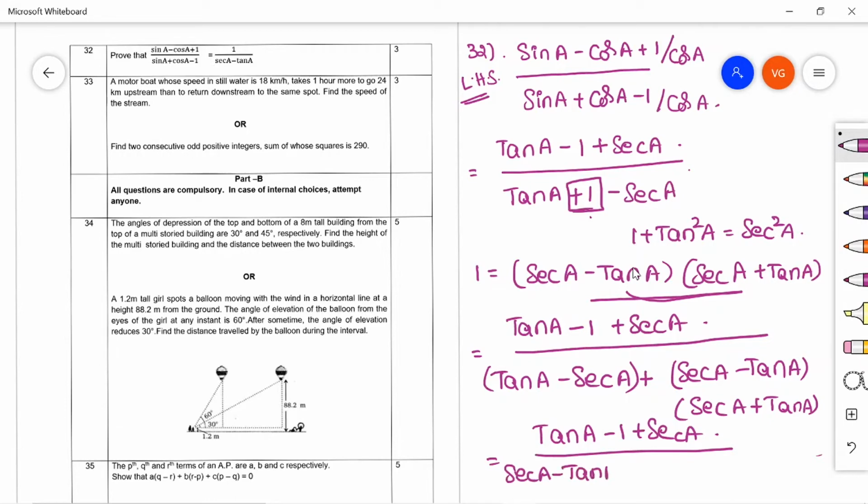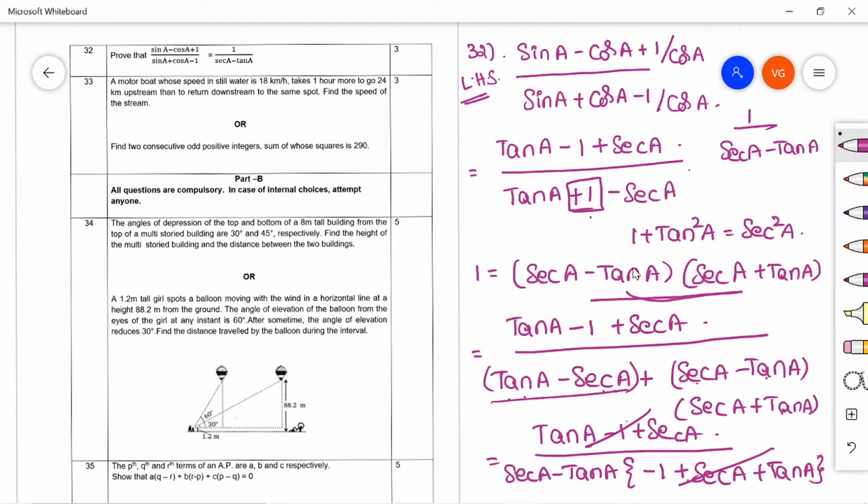If you take that part 1, it has secant A minus tan A minus secant A. So this gives me minus 1 plus. So secant A minus tan A goes common. Then the remaining is secant A plus tan A. So that is nothing but the numerator. These two will get cancelled. So you will be left with 1 by secant A minus tan A. So the answer here is 1 by secant A minus tan A. That is nothing but your RHS.